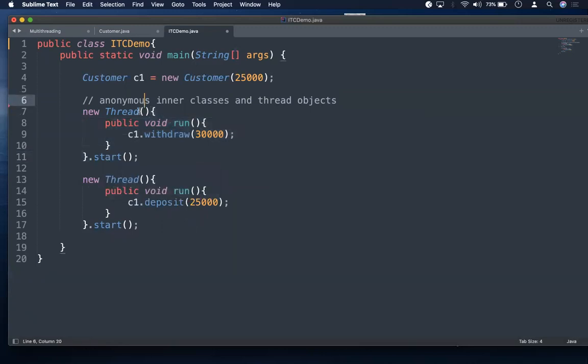So new Thread, that means this anonymous class extends the Thread class and overrides the run method, and it says c1.withdraw(30000). So the c1 object is there, c1.withdraw of 30,000, but is 30,000 there in the account? No, 30,000 was not there, only 25,000 was there, right?